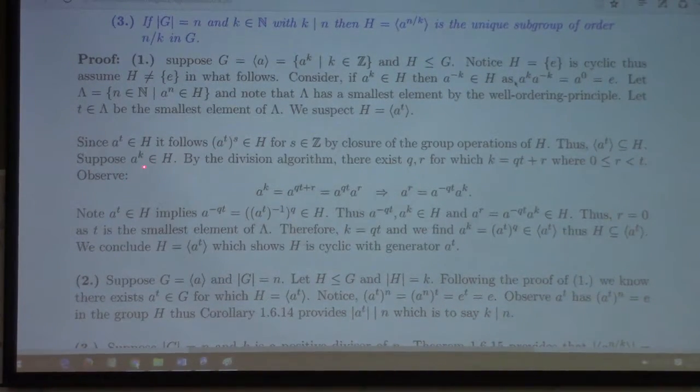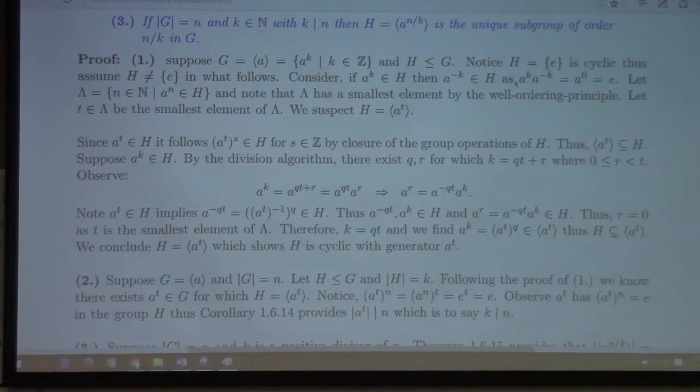Conversely, if you pick something in h, by the division algorithm, you can find q and r such that k is equal to qt plus r, with r being between 0 and t, non-inclusive. So a to the k is a to the qt plus r, but that's a to the qt times a to the r, which tells me then that a to the r is equal to this guy. But what does that mean? That means that a to the r is an element of h, because it's a product of things which are in h.